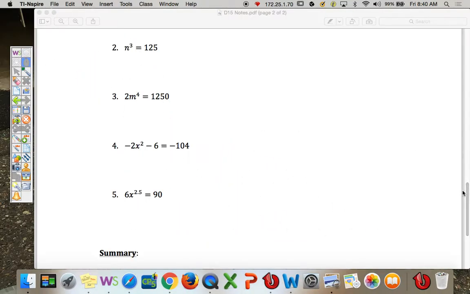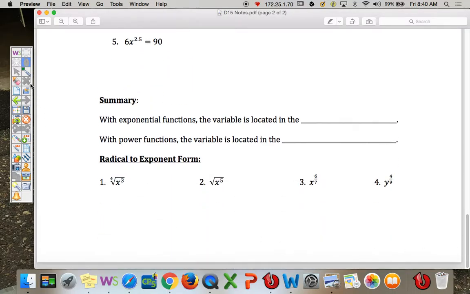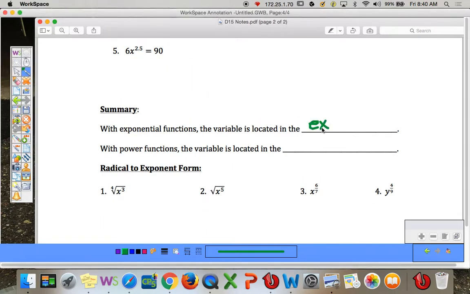So to summarize, with exponential functions, the variable is located in the exponent, and you can use logs to solve. And with power functions, the variable is located in the base, and you can get rid of an exponent by taking it to the power of the reciprocal.